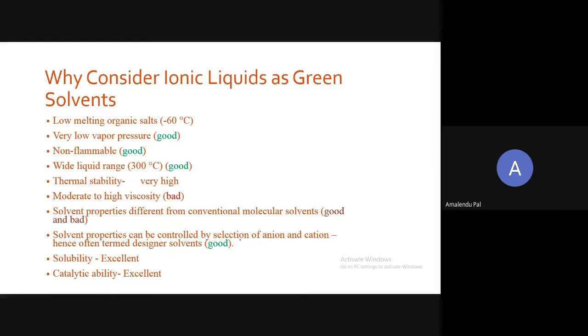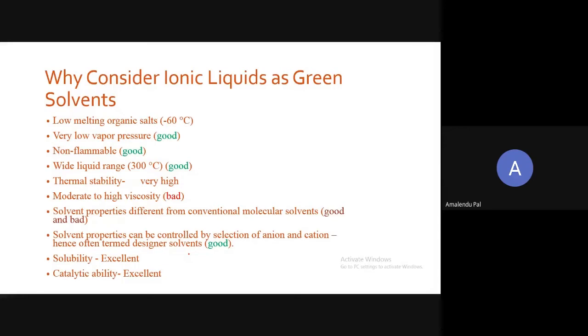And solvent properties can be controlled by selection of anion and cation. Anion and cation means you can change the cation, you can change the anion. There are permutation ways you can prepare ionic liquids. That's why we say designer solvent. This is a very important word.